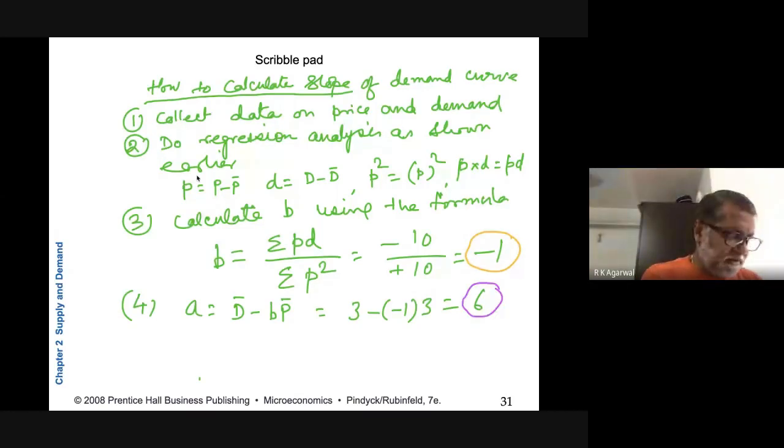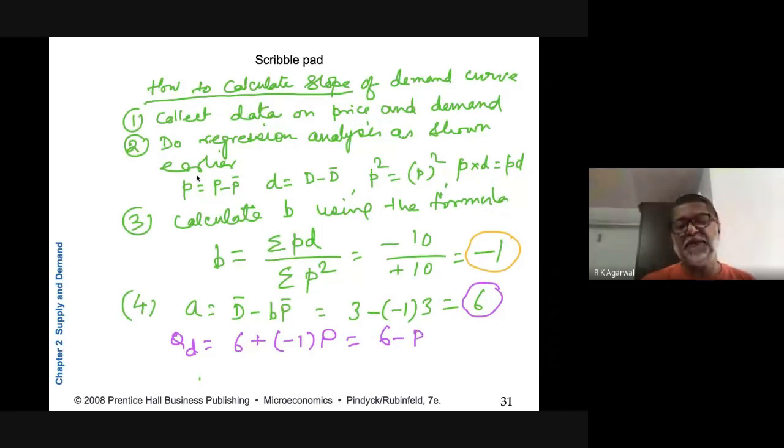तो आपका इक्वेशन क्या हो गया? क्वांटिटी डिमांडेड इज इक्वल टू 6 प्लस, और b के जगह क्या लिखें? -1 इंटू p. और इसी को थोड़ा सा और सिंप्लीफाई कर दें तो 6 माइनस p. ये हमारा तरीका होता है निकालने का स्लोप और इंटरसेप्ट. एक बार हमारा स्लोप निकल जाए और इंटरसेप्ट निकल जाए तो हमारा डिमांड इक्वेशन निकल गया.